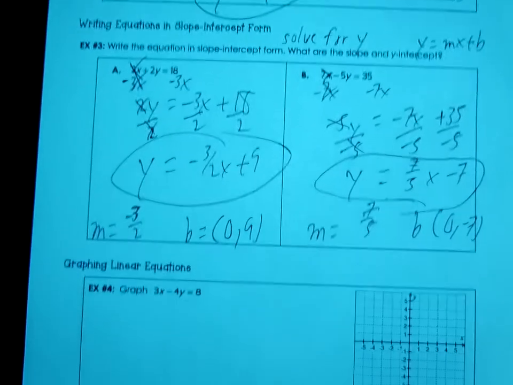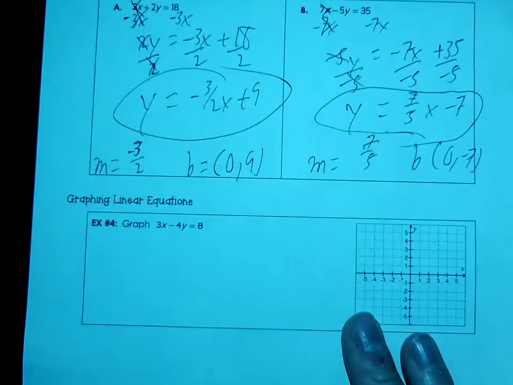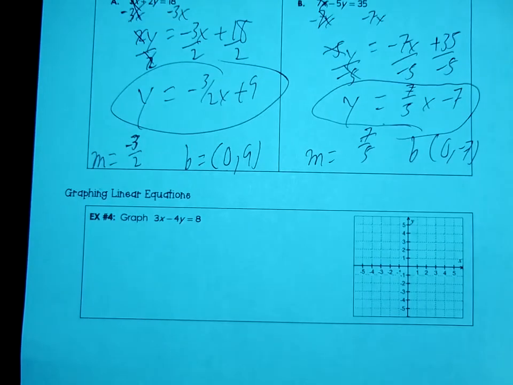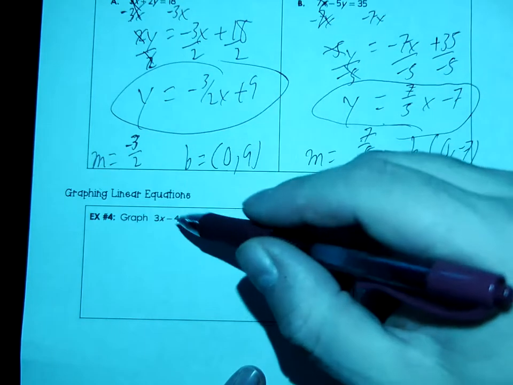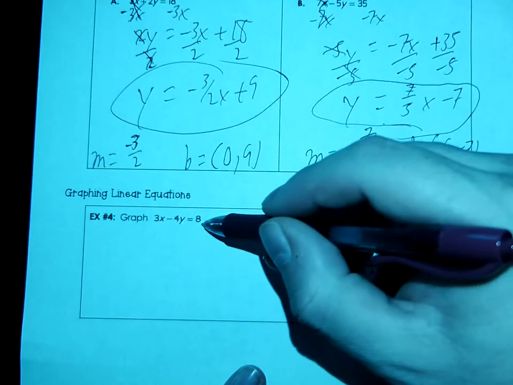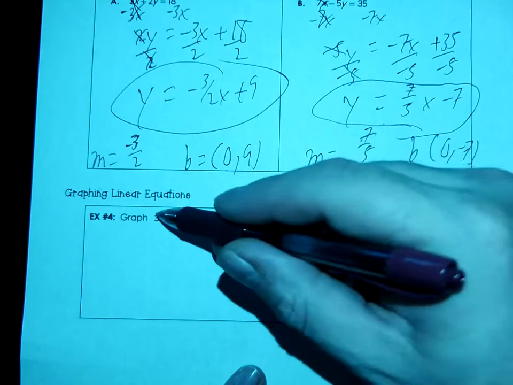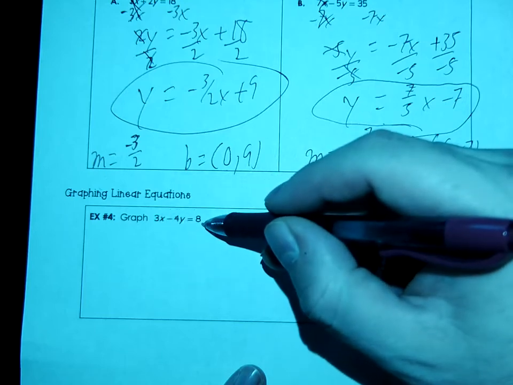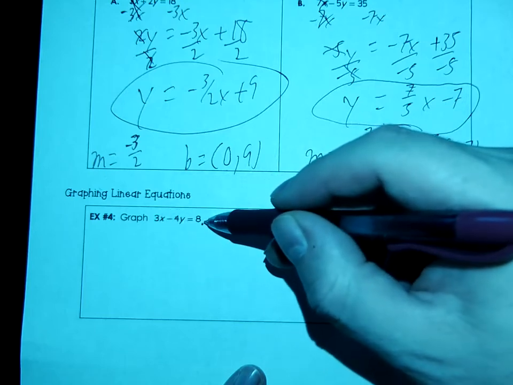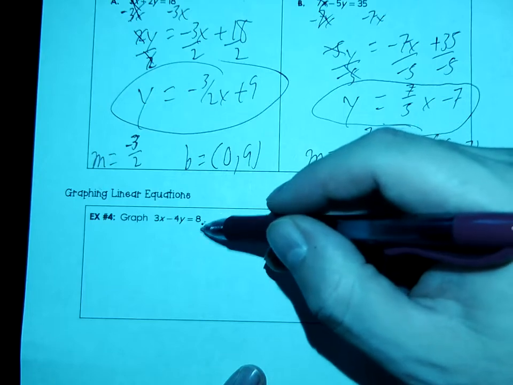Alright, graphing linear equations. In standard form, it may be easier to graph using the intercepts. However, sometimes the question is meant to be done with slope-intercept form. So take this one for example. I could graph this one with intercepts if I divided 4 into 8, that would give me a y-intercept, and then 3 into 8, that would give me an x-intercept, but that's going to be a fractional x-intercept. So perhaps I should work this one with slope-intercept form.